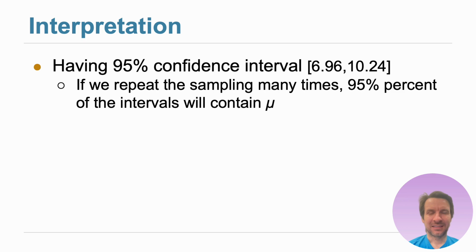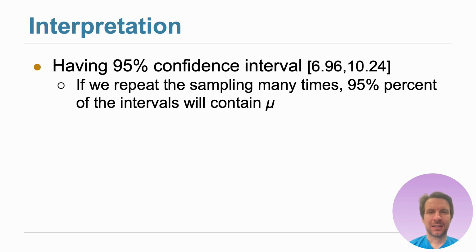Here are some questions on how to interpret the confidence interval. Having a 95% confidence interval means that if we repeat the sampling many times, 95% of the intervals that we obtain will contain the true mean. That's what it means. It does not mean that 95% of the data is inside of this interval. Only the mean.